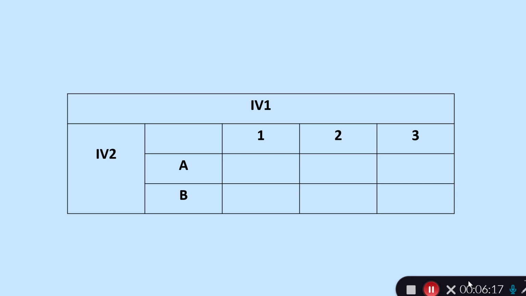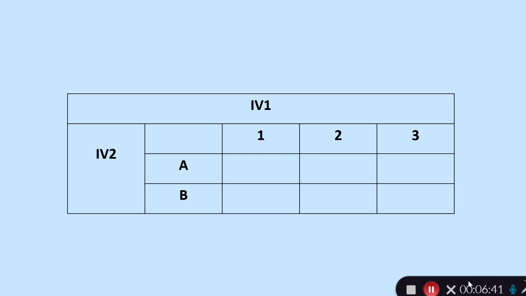So it's got two independent variables. The first one has 3 levels, the second has 2 levels. Okay, and a certain number of our participants will be in each cell of this design. So for an independent groups design, there'd be a certain number of participants who are in condition 1 of independent variable 1 and condition A of independent variable 2.